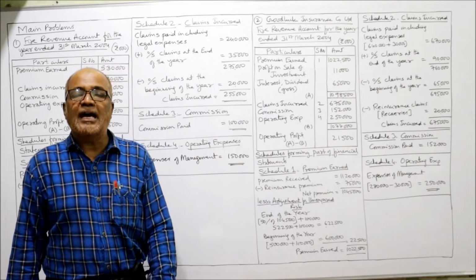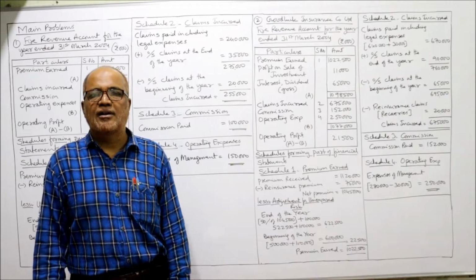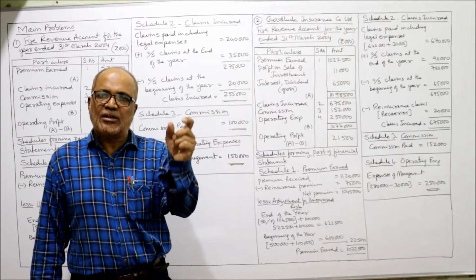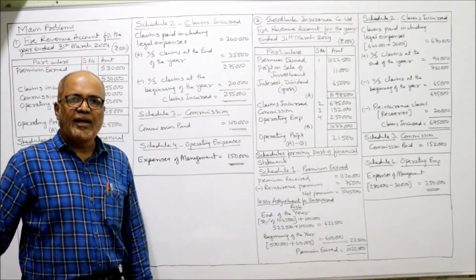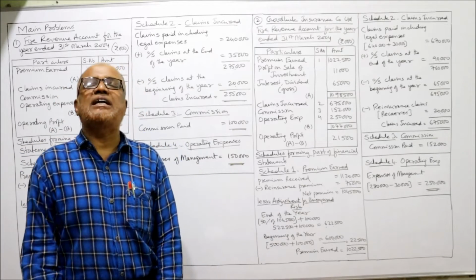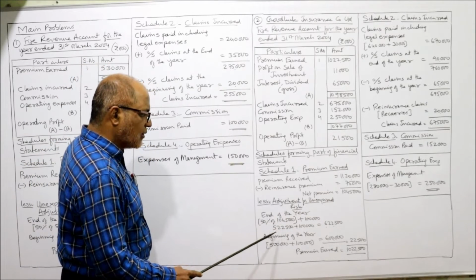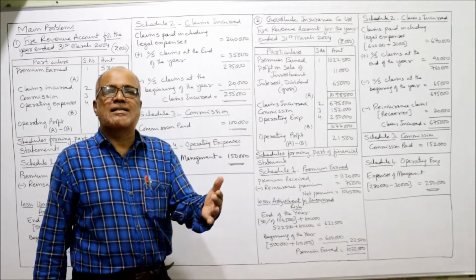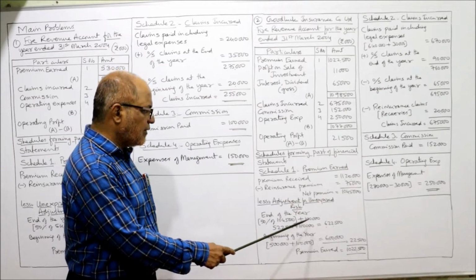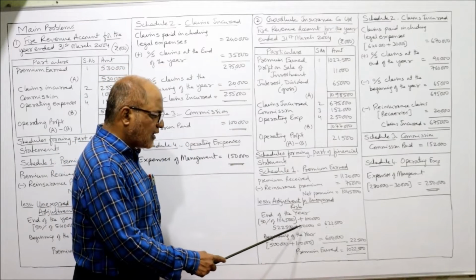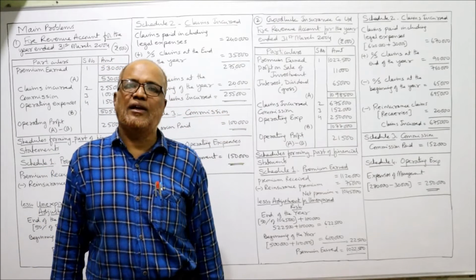From this, we make the adjustment for changes in the reserve for unexpired risk. At the end of the year, we should transfer 50% of net premium. So 10,45,000 into 50%, you'll get 5,22,500. Plus, it is asking you to keep 1 lakh rupees additional reserve also. So I am keeping 1 lakh. So 5,22,500 plus 1 lakh, 6,22,500 is the reserve for unexpired risk at the end of the year.